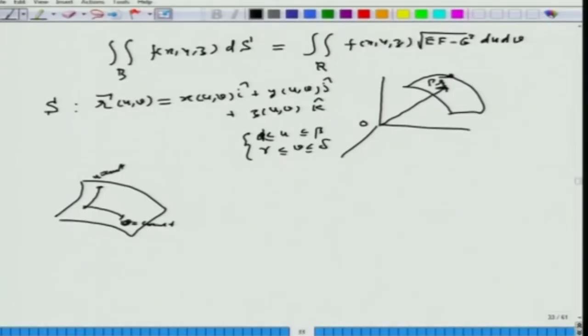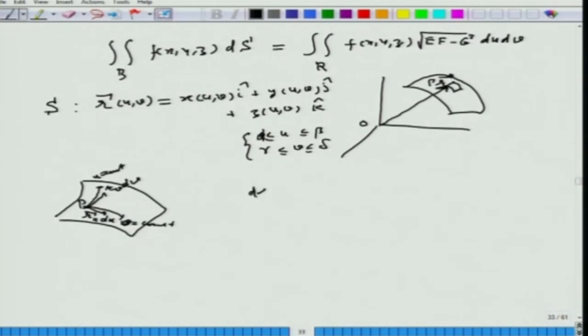So, here you can see the tangent at the point P, given by R_u, the derivative, and the element length will be like this, du. Similarly, the tangent here will be R_v dv. So, this curved element of area at this point is the surface element dS.